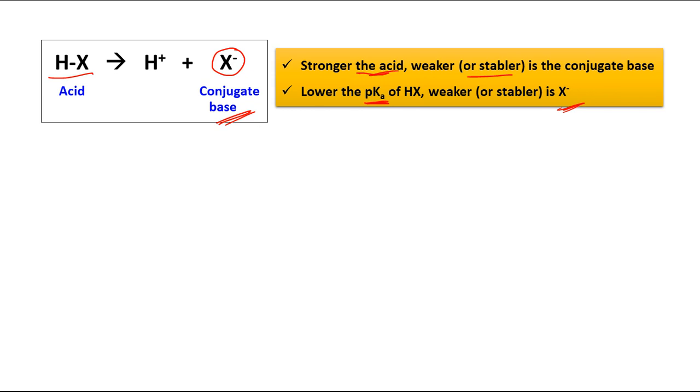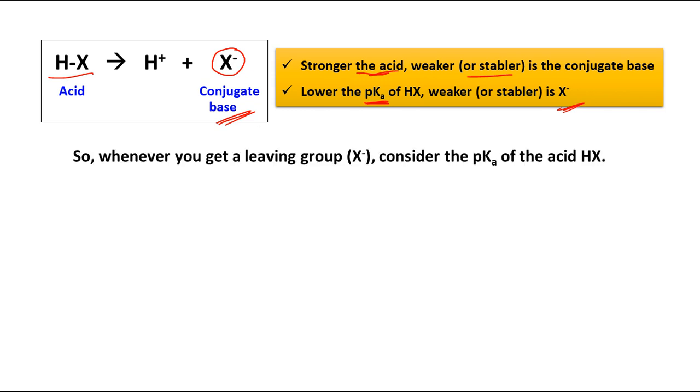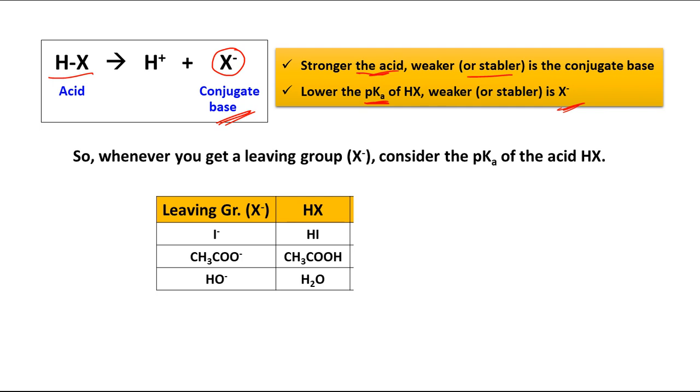That means in any reaction, if you want to know whether X minus is a good leaving group or not, what you have to do? You just have to consider the corresponding acid of it, which is HX, and then check the pKa. If you have two reactions and you want to know in which case the reaction will be favorable, that is, in which case the leaving group is better, then you have to consider the corresponding acid of these two leaving groups, because we are comparing two reactions, and then check the pKa. So here we have, suppose, three leaving groups: I minus, iodide, CH3COO minus, acetate, and HO minus, hydroxide.